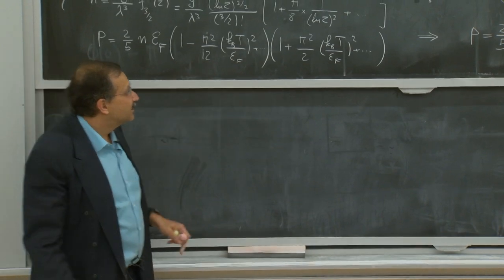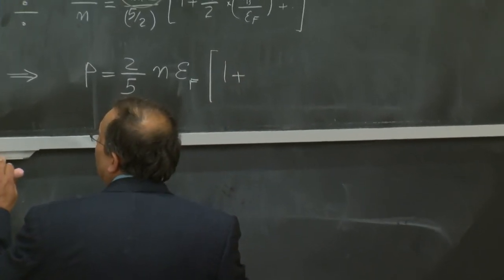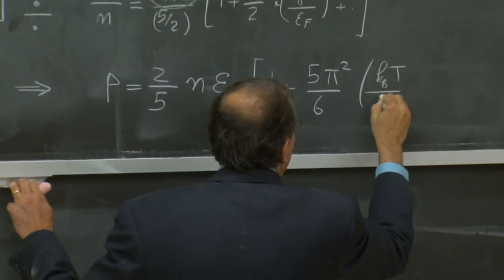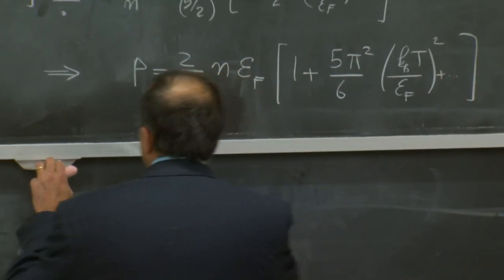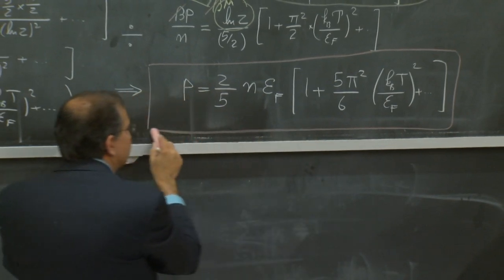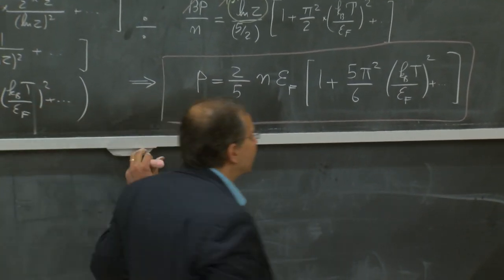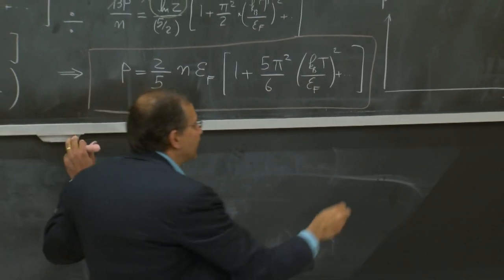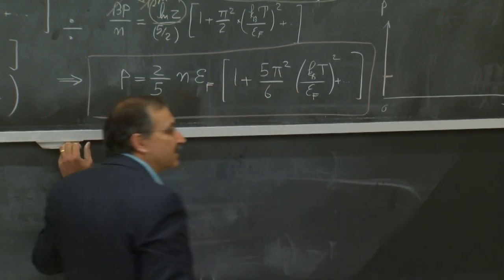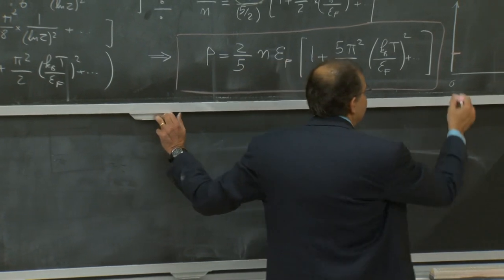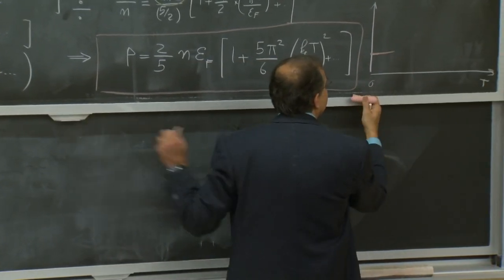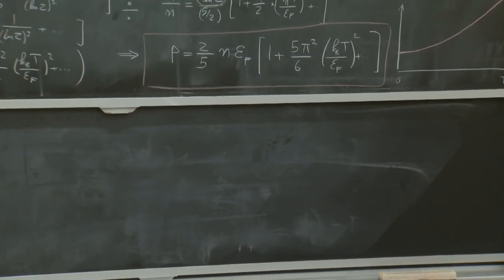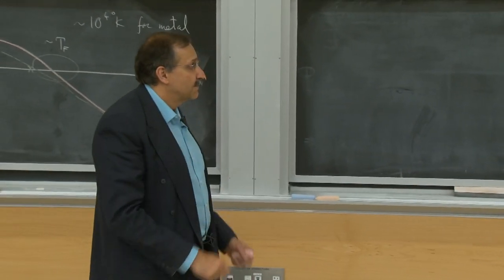And we can see that balancing these two terms, there is an increase in pressure, which is 1 plus 5 pi squared over 6 (kT over epsilon f) squared. So you expect the pressure, if I plot it as a function of temperature, at zero temperature, it will have this constant value Pf. As I put higher temperature, there will be even more energy and more kinetic energy, and the pressure will rise. Eventually, at very high temperatures, I will regain the classical law where pressure is proportional to temperature. OK?